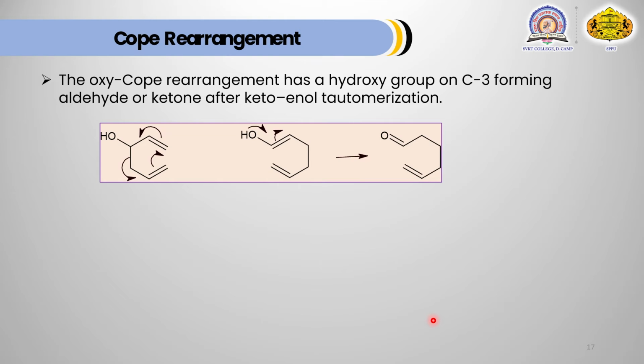Now next, the oxy-Cope rearrangement reaction. This is an example. It is called oxy-Cope rearrangement because an OH group is the substituent present in the substrate molecule. The oxy-Cope rearrangement has a hydroxy group on the C3 carbon atom, forming an aldehyde or ketone as a product. Now let's see, there is a double bond, and at the third position there is a hydroxyl group.